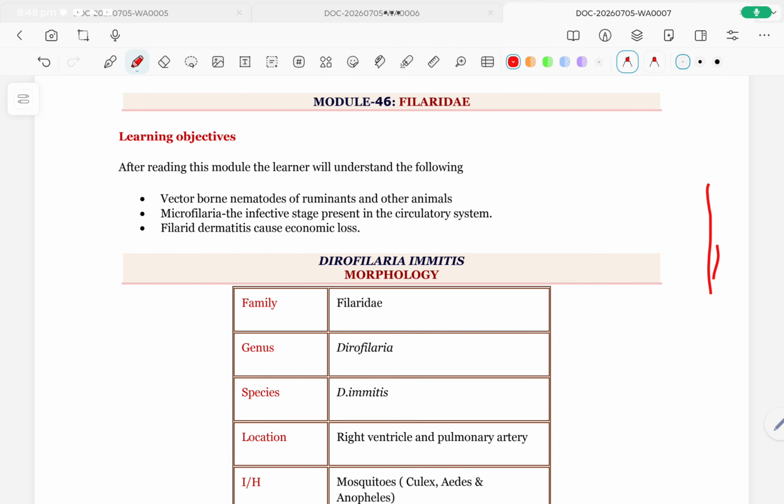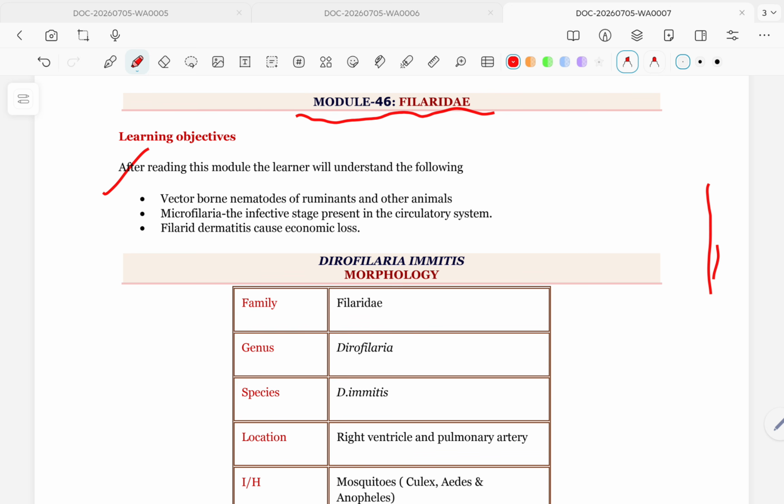Module 46: Filariae. Learning objective. After reading this module, the learner will understand the following: vector-borne, nematode, ruminant, and other animal.